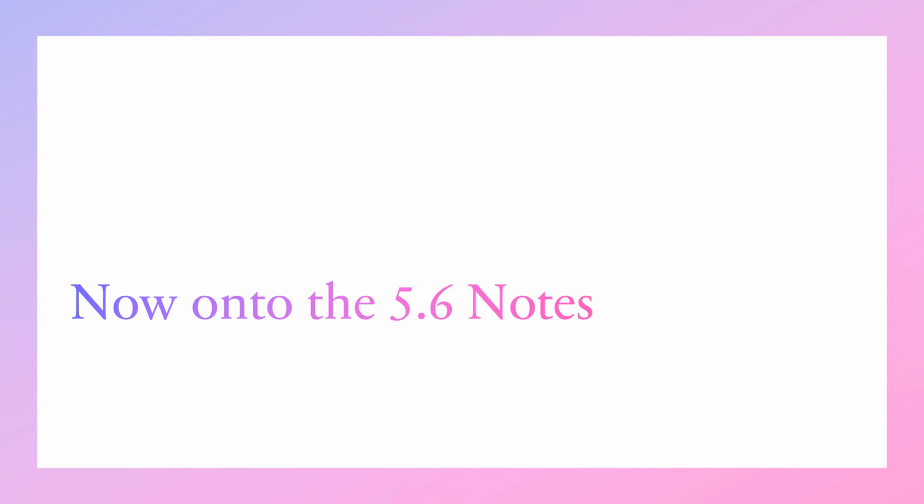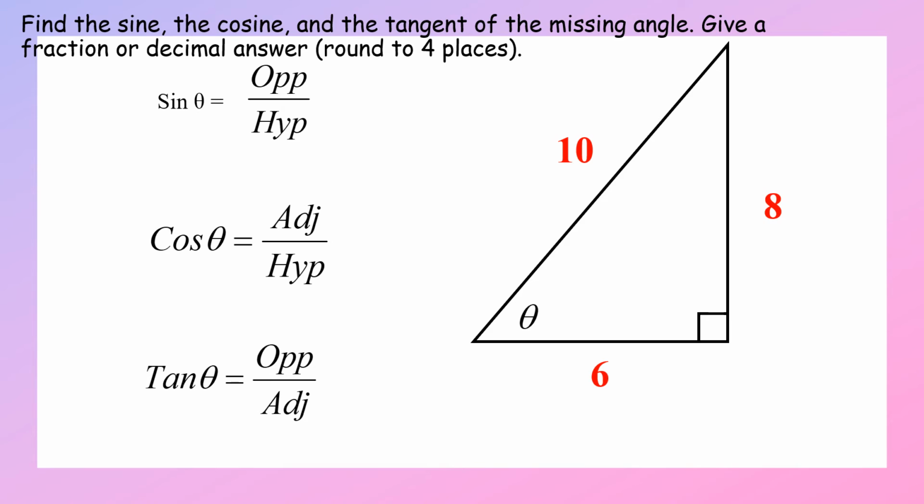Okay, now we are on to the 5.6 notes. So if you didn't grab those from up front, please go ahead and do so. It should have these couple of problems at the top. So we are just going to do a quick review here. Find the sine, the cosine, and the tangent of the missing angle. Give a fraction or decimal answer.